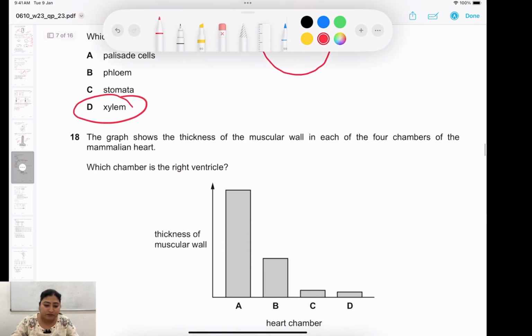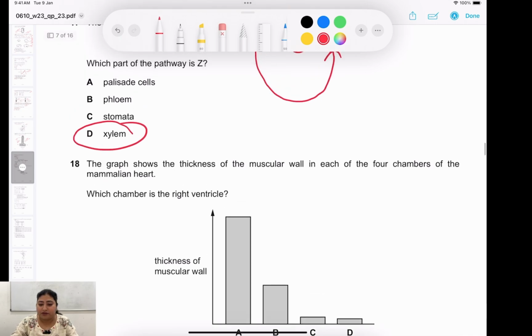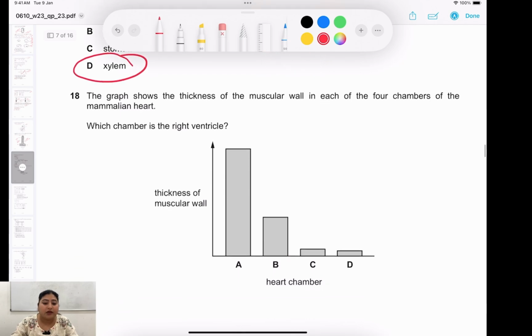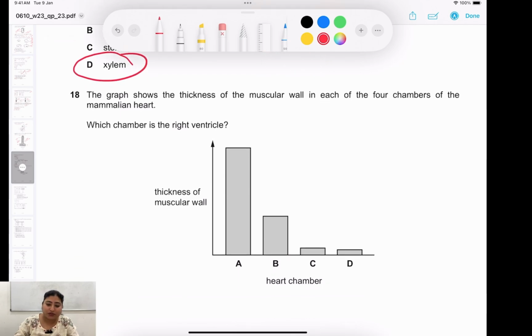Then the graph shows the thickness of the muscle wall in each of the 4 chambers of the mammalian heart. Which chamber is the right ventricle? Many times when we are reading this question, we make a mistake: instead of right ventricle, we tend to read left ventricle, and after that we pick A. But here it is not mentioning the left ventricle, it is mentioning the right ventricle.